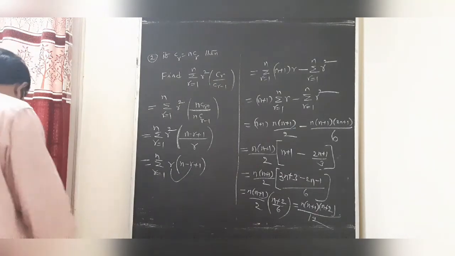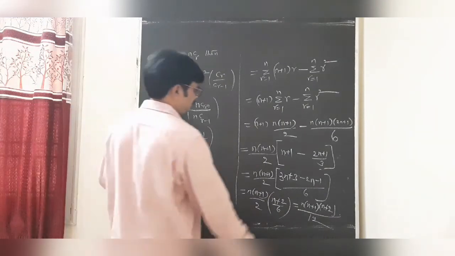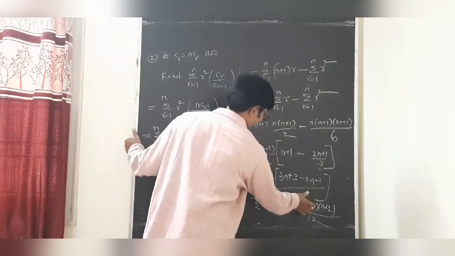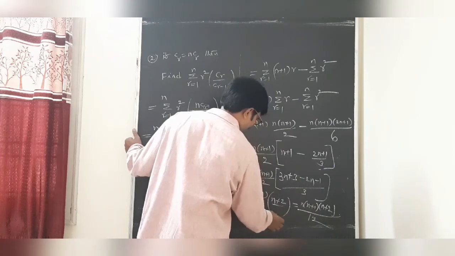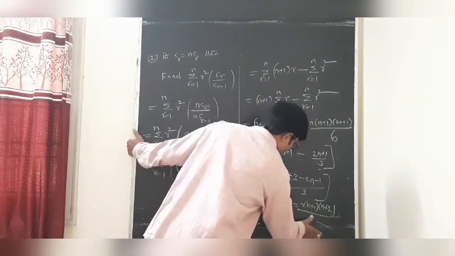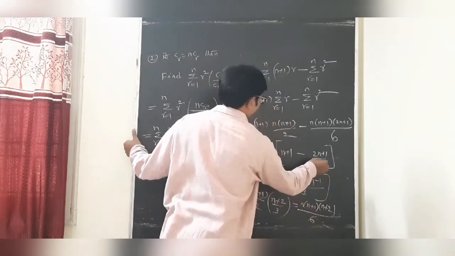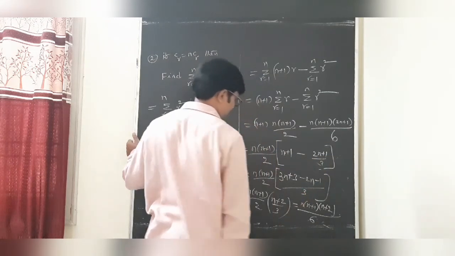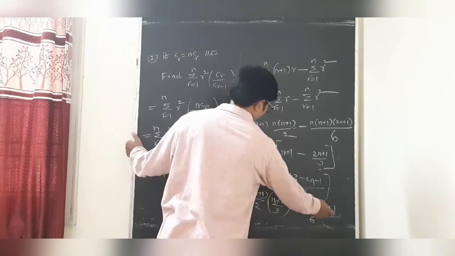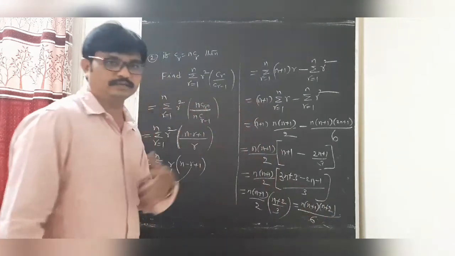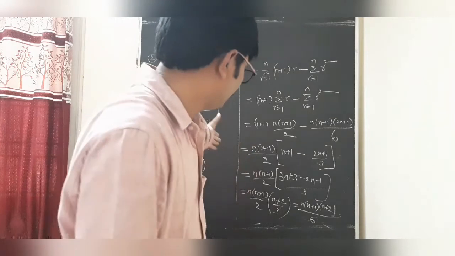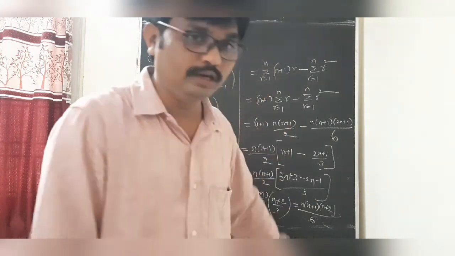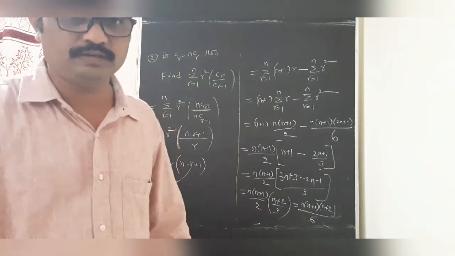Okay students, what is the LCM here? 3, this is also 3. So students, a small mistake here: we are taking 3 and 2, so the LCM of 3 and 2 is 6. n into n plus 1 into n plus 2 by 6 is the answer. Just we took the common factor 2 only, that's why 2 3 is 6.